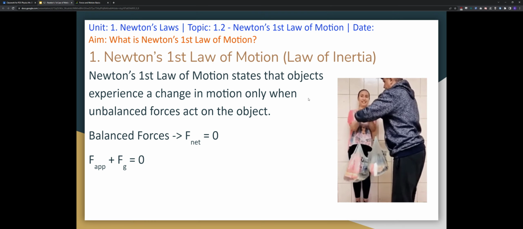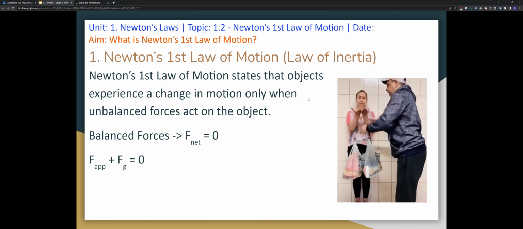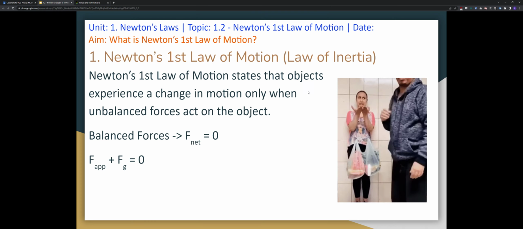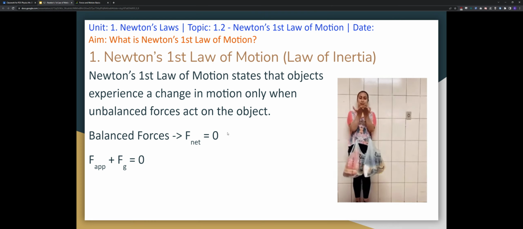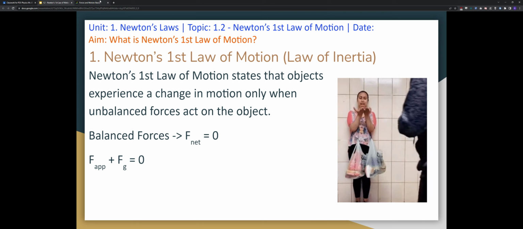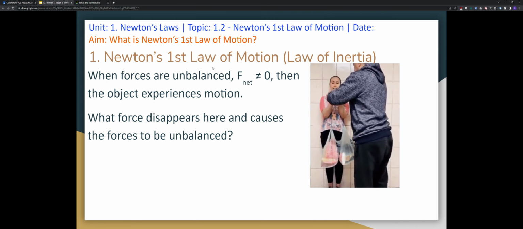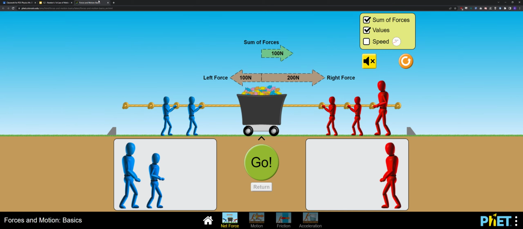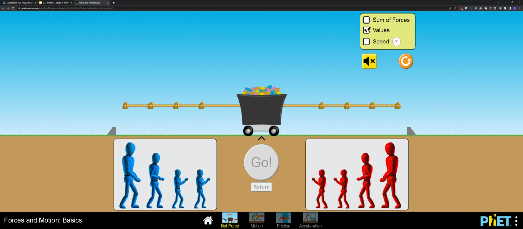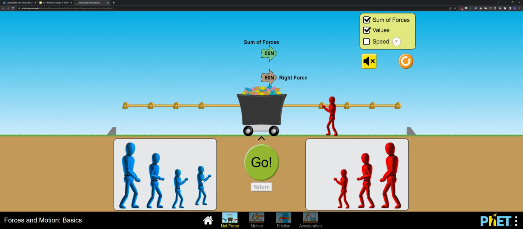But there's a lot of vocabulary here. What is an unbalanced force and what are balanced forces? So first off, to be balanced, your net force must be zero. So let's go back to the simulation here. If we have one child on this side, how are we going to balance these forces? Well, we're going to put another child on the other side.